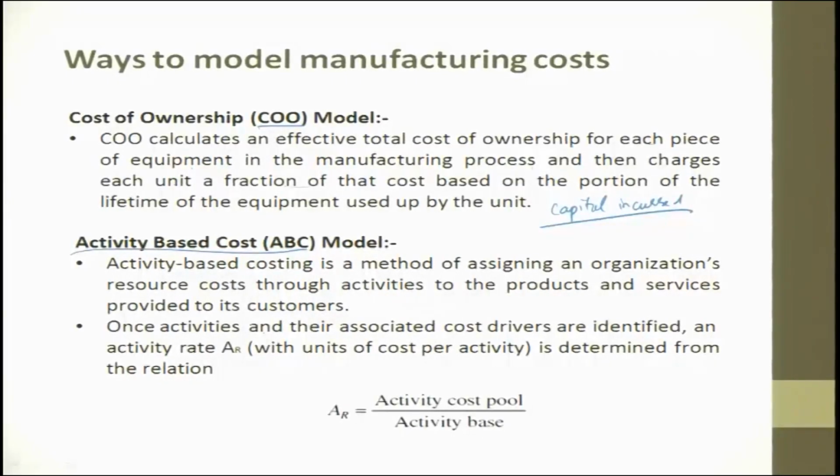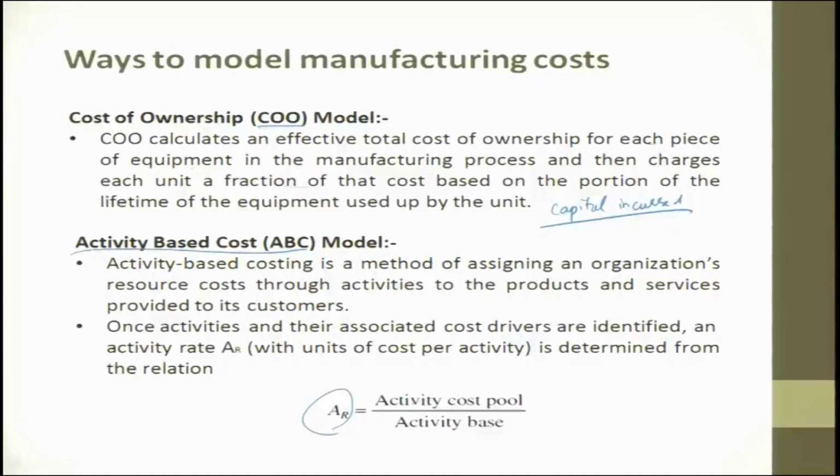Once the activity and their associated cost driver are identified, an activity rate, AR, is given in determining the relationship. So AR is nothing but the activity cost pool divided by the activity base. So activity based costing is a method of assigning an organizational resource cost through activities to the product and the service provided. So that is ABC.